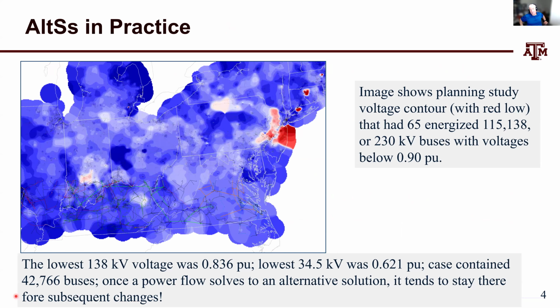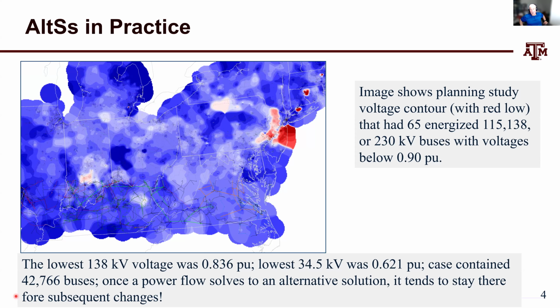Okay, so alternative solutions in practice. The bottom line is I don't know how often these solutions occur, and I don't know that a lot of people know how often they occur, because you can get an alternative power flow solution and you may not know it. And this is an example of a case. This was actually associated with the August 14, 2003 blackout, in which the power flow had solved to an alternative solution and had been at an alternative solution for months, and people just didn't know it.